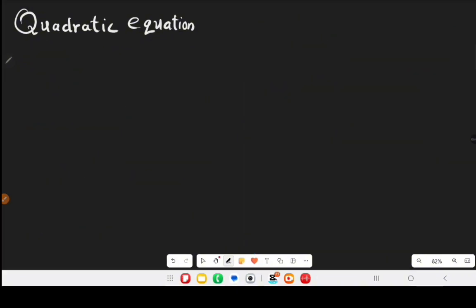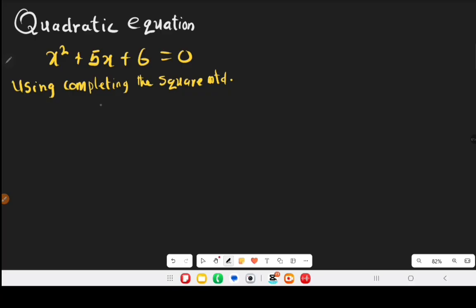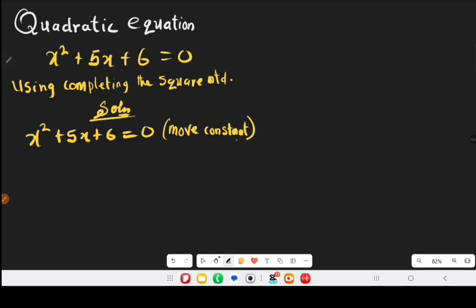Quadratic equation using the completing the square method. Example, if we have x squared plus 5x plus 6 equal to 0. Now, using the completing the square method, what we do, we say solution. x squared plus 5x plus 6 equal to 0. We have to move the constant, which is plus 6, to the right hand side. If we move the constant, we have x squared plus 5x equal to minus 6, because plus 6 crosses the sign of equality, it changes to minus.